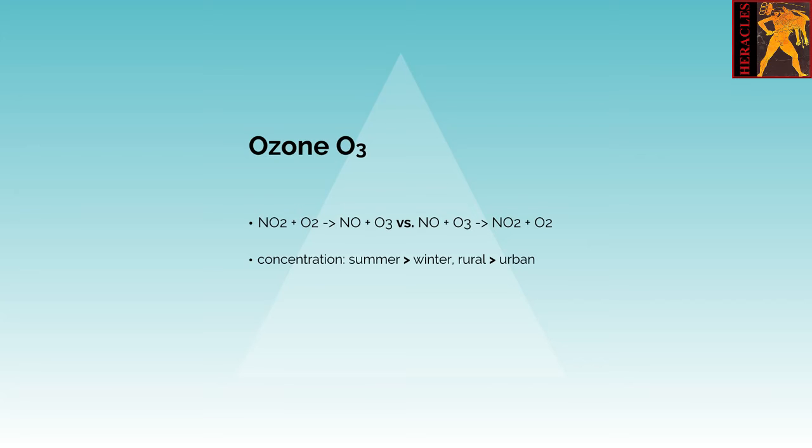Ozone is known to be a rural pollutant because concentrations are often lower in urban areas, as the NO emissions kind of scavenge or occupy the available O3 to form NO2. In rural areas, the lack of NO2 means that the ozone molecules are not being destroyed.